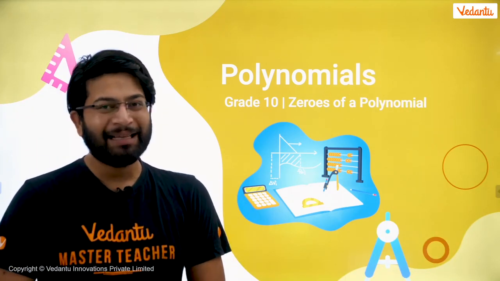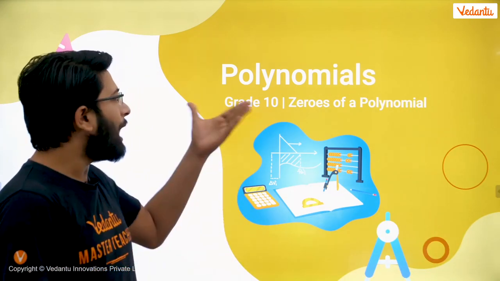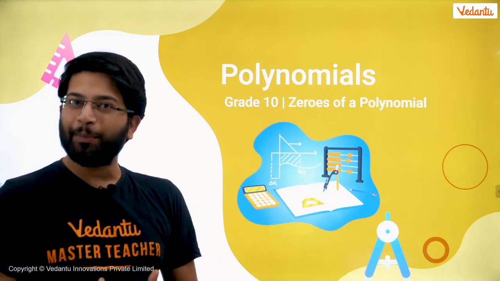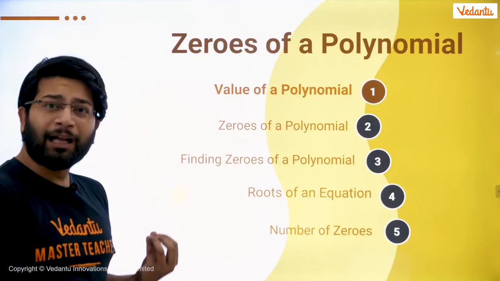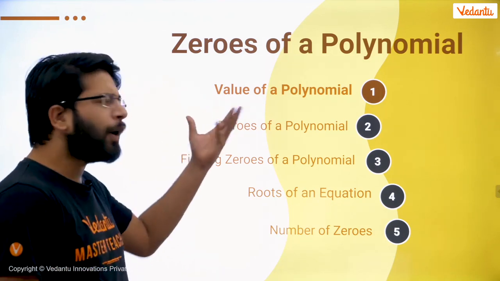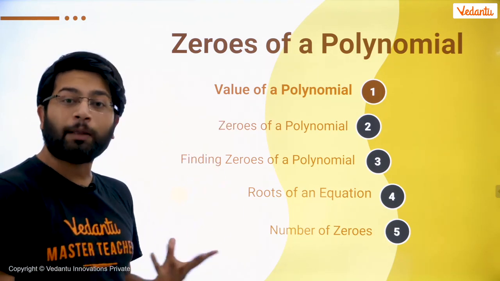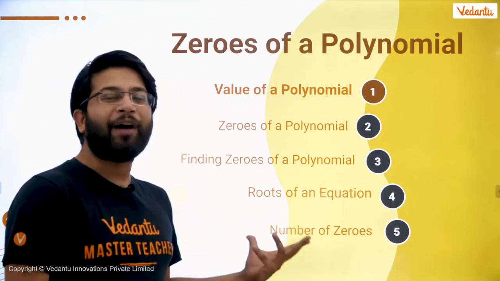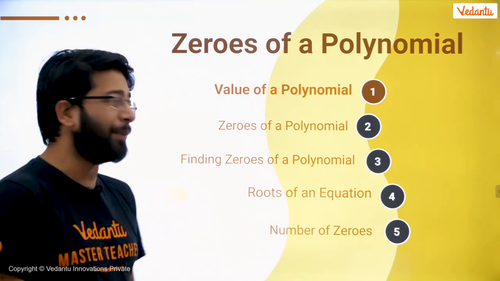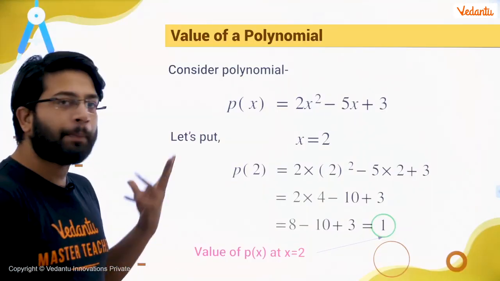How are you doing? Champ, in this class we are going to learn about the zeros of the polynomial. So let's get started, champ. In this class, first of all we will learn about the value of a polynomial, followed by the zeros of the polynomial, and we will go till how to find the number of zeros of any polynomial. So let's get started with the value of the polynomial.